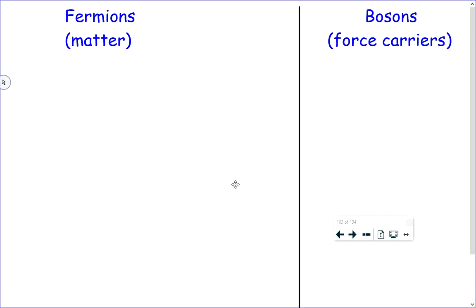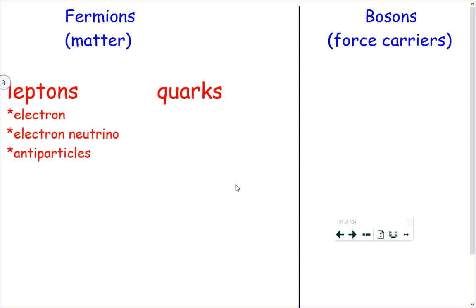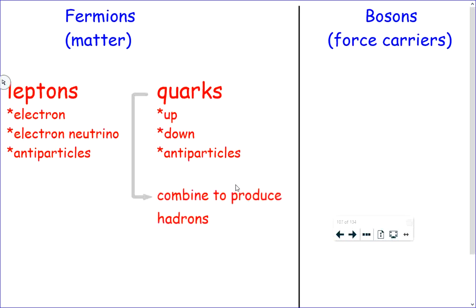Now, I'm going to pause there and just review this. There are fermions, which are matter. There are bosons, which are exchanged between matter to explain forces. Fermions are either leptons or quarks. Leptons include the electron, neutrino, and their antiparticles. Quarks include the up and down quarks and their antiparticles. Quarks combine to produce hadrons. Oh, and those two hadrons you need to know. You need to know a neutron is an up, down, down. And you'll get used to that because that's the only way you can combine those charges to get nothing.